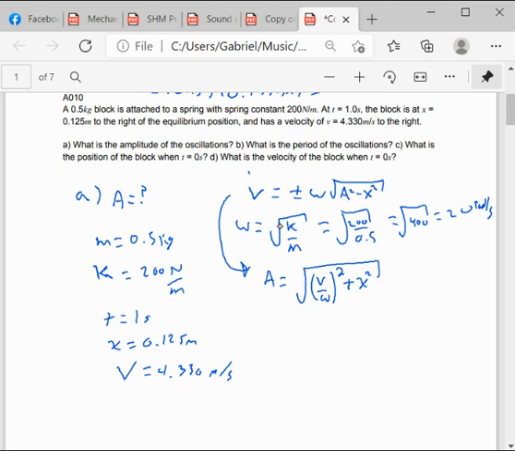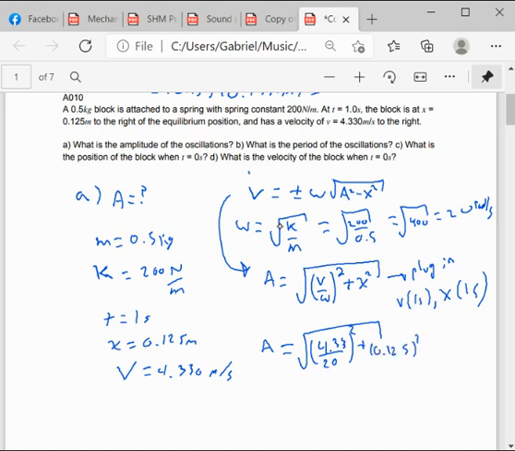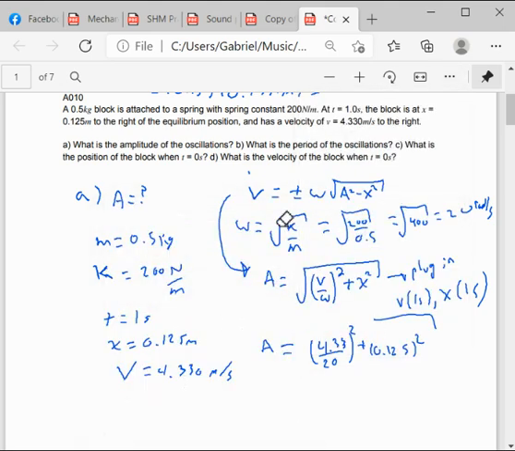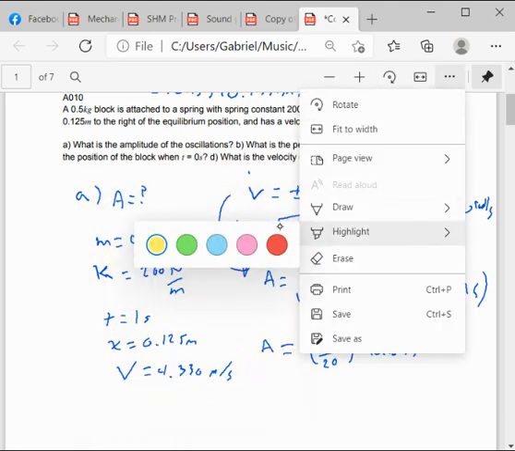So at this point then, we'll plug in the initial conditions, what the speed is at 1 second and what the position is at 1 second. And from there, we can calculate the amplitude. So we have 4.33 squared divided by 20 squared, plus x squared being 0.125 squared. And then that's all square rooted. So do the job of putting everything in the square root.